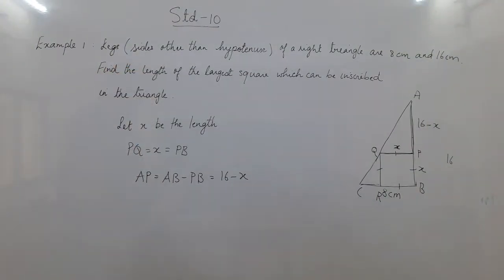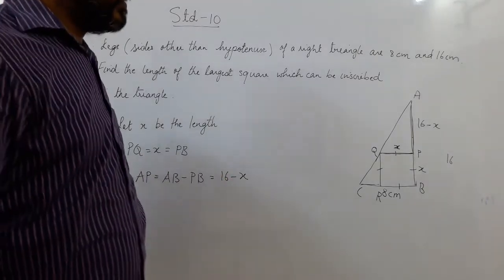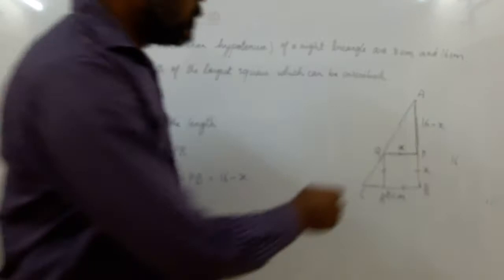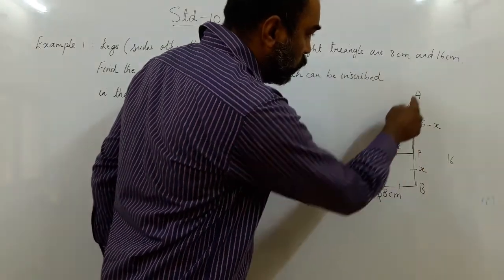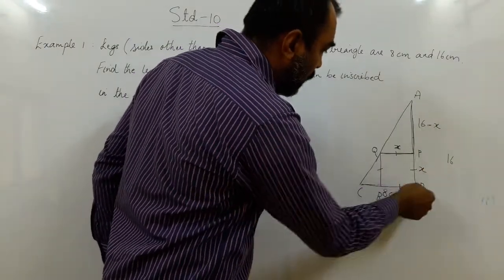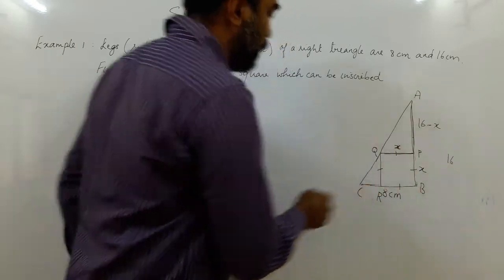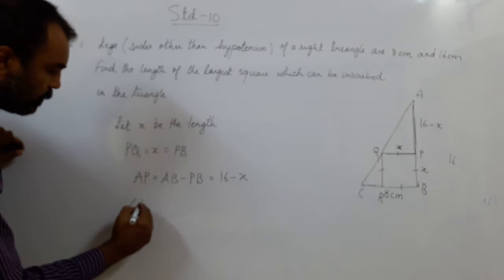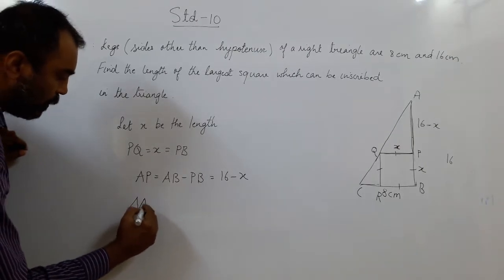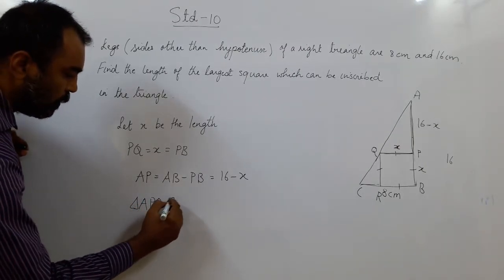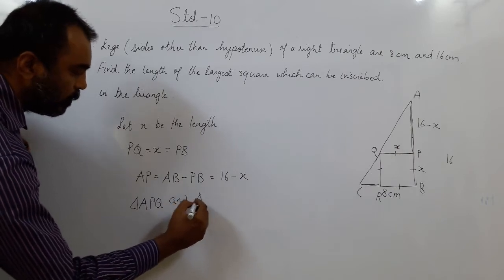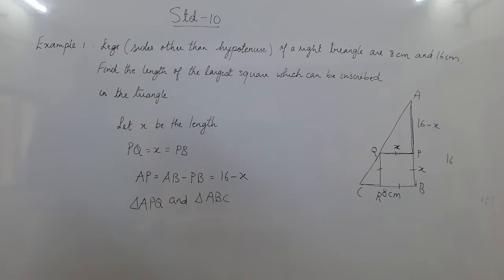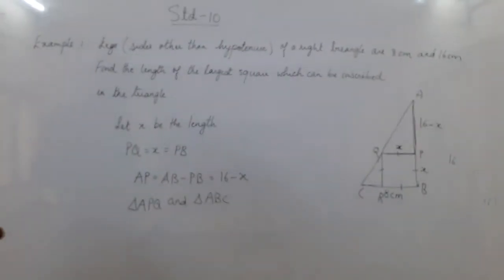Now, which triangles will we take? We have come to similarity. We will take the smaller triangle APQ and the bigger triangle ABC. So, let me write triangle APQ and triangle ABC. I have taken triangle APQ and triangle ABC.